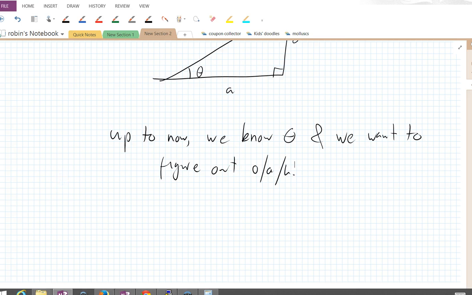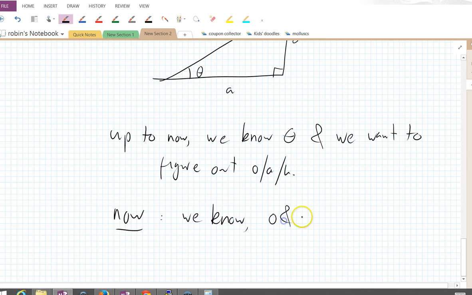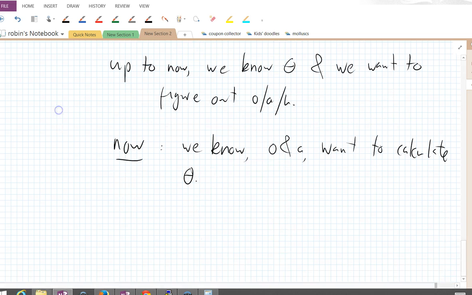But quite often you've got the other case. Quite often, now we're going to do it the other way around. Now we know, let's say we know opposite and adjacent, and we want to calculate theta. It's the kind of thing that happens. You might want to figure out an angle. So let's just draw that, and I'll give you a nice little example.